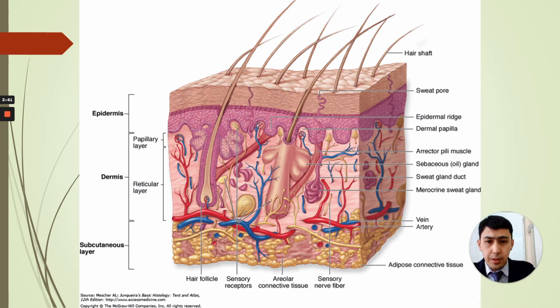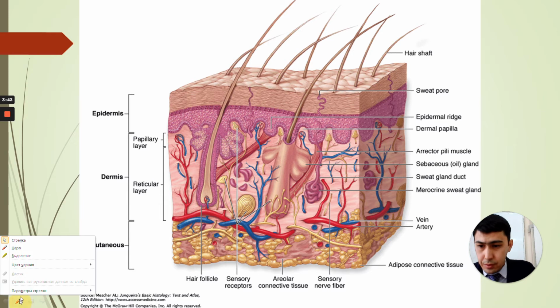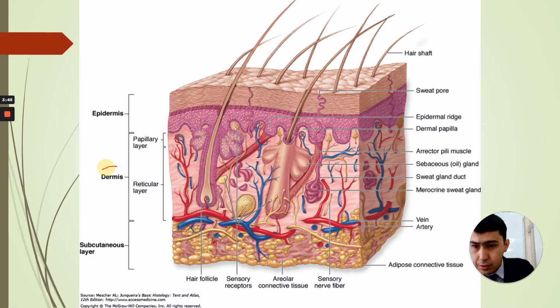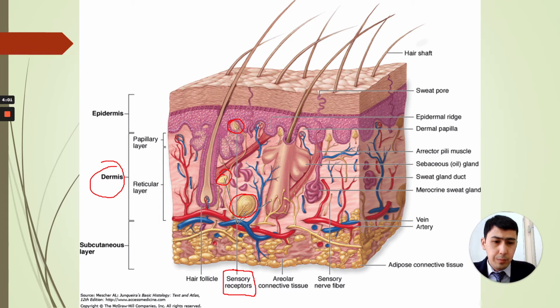If you look here, you can see the dermis layer, and you can see those receptors here. It says sensory receptors. So these are the receptors, these are the receptors, and this one. One of them is a receptor for pressure, temperature, and they may feel the pain. So they are the receptors located in the skin. They are all inside the dermis layer.